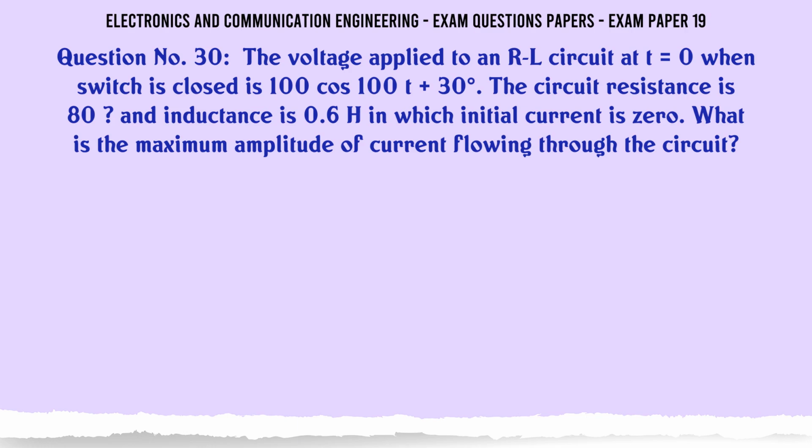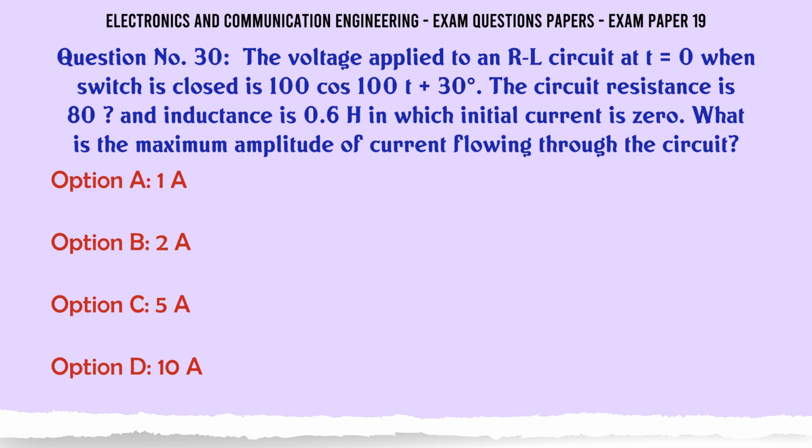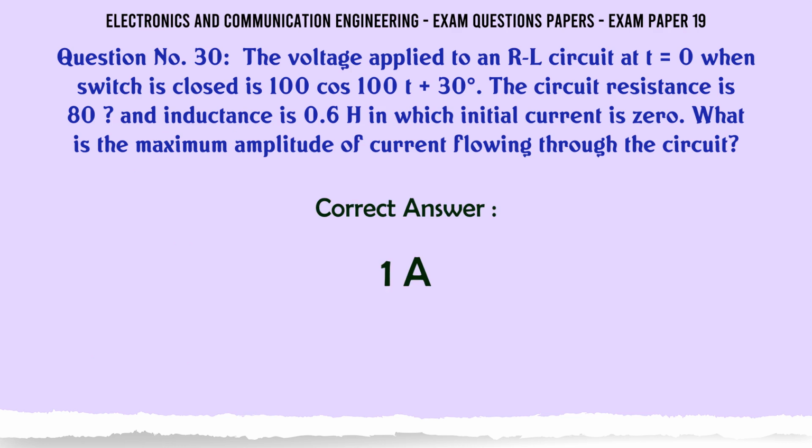The voltage applied to an RL circuit at t = 0 when the switch is closed is 100 cos 100t. The circuit resistance is 80 and inductance is 0.6 H, in which the initial current is 0. What is the maximum amplitude of current flowing through the circuit? A. 1A, B. 2A, C. 5A, D. 10A. The correct answer is 1A.